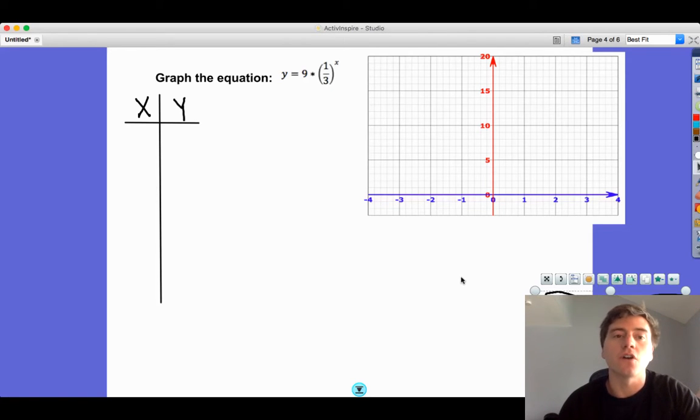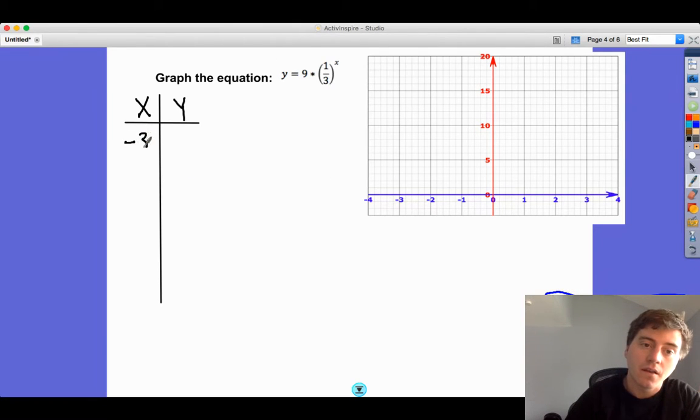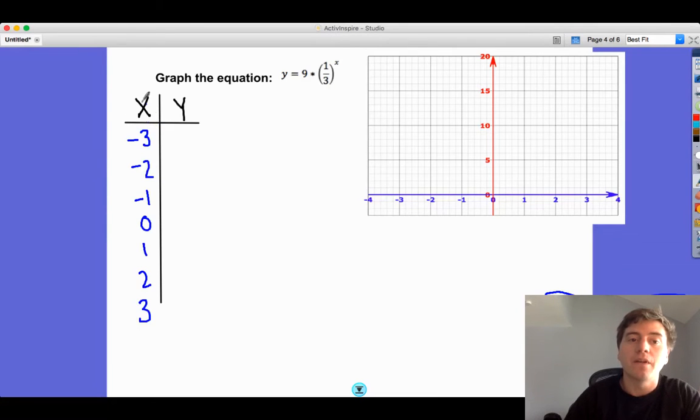Okay, so we're just going to go over a couple examples of how to make a table and then graph an exponential equation. In this case, y equals 9 times 1/3 to the x. First thing you want to do is make a table. We'd like to go from normally negative 3 to 3. We know the x values are inputs, the y values are outputs. So we can take each of these x values, put them in for x, and find a y to get out. Then we'll have our pairs that we can graph.